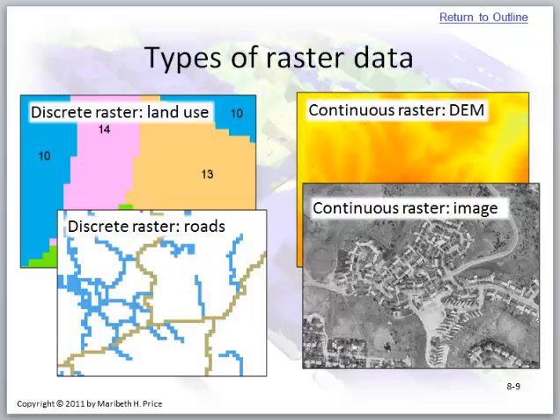Types of raster values. We can have discrete rasters, such as land values. This is code 10, code 14, code 13, code 10 again. Here's a discrete raster with roads. Notice how it's jumpy because it's not a very good resolution. Here we have a continuous raster or digital elevation model, and then another continuous raster which is an image, and these values are the color values, or in this case gray values.